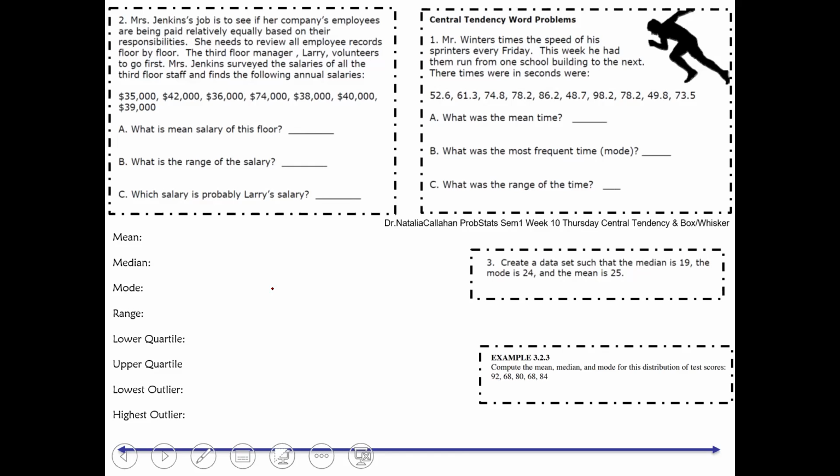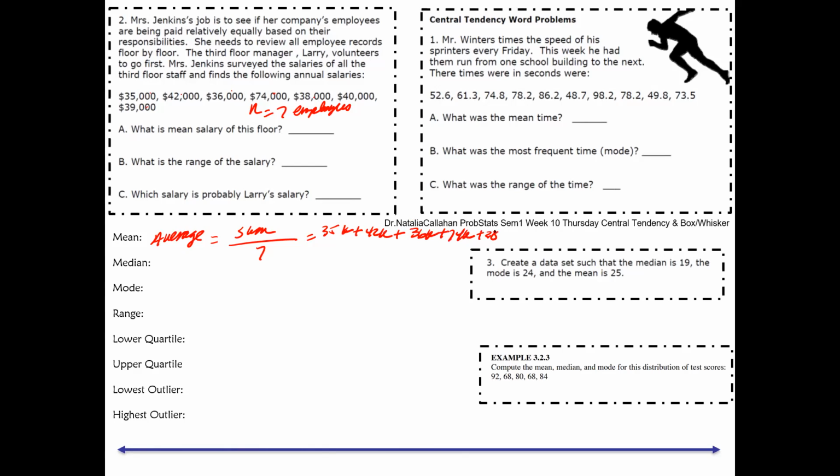Now, remember, going back to Algebra 1 stuff, mean is technically the average. And to find the mean, you will have to find the sum of all of the salaries divided by 1, 2, 3, 4, 5, 6, 7. There are 7 employees, so divided by 7. So essentially you're going to add everything together. So you have 35K plus 42K plus 36K plus 74K plus 38, all the way to 39K.